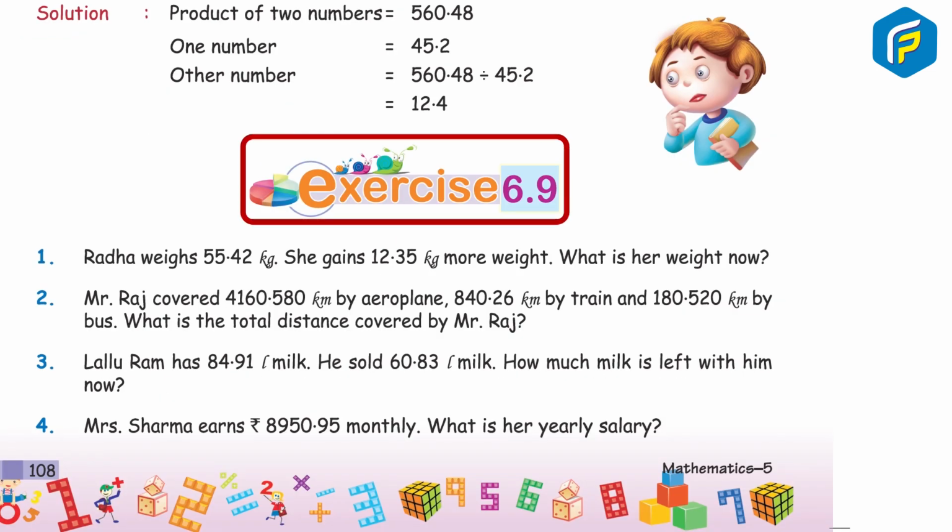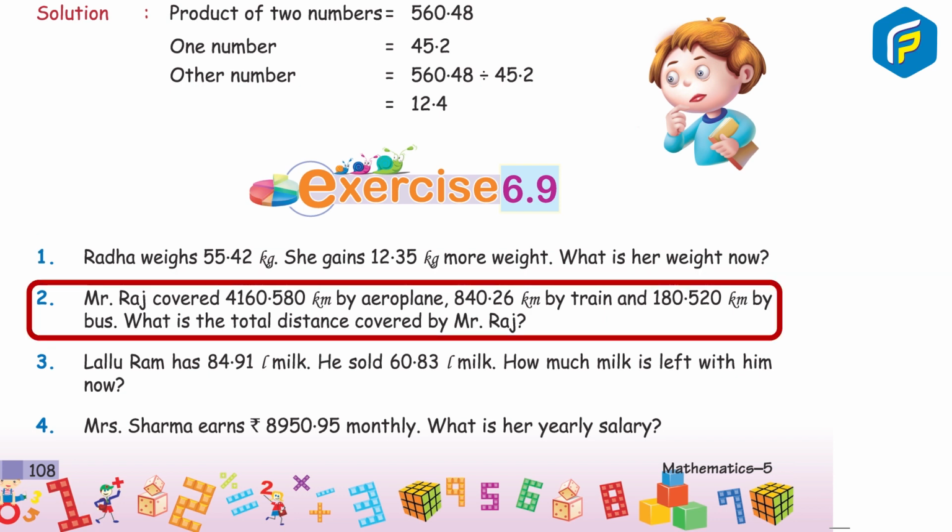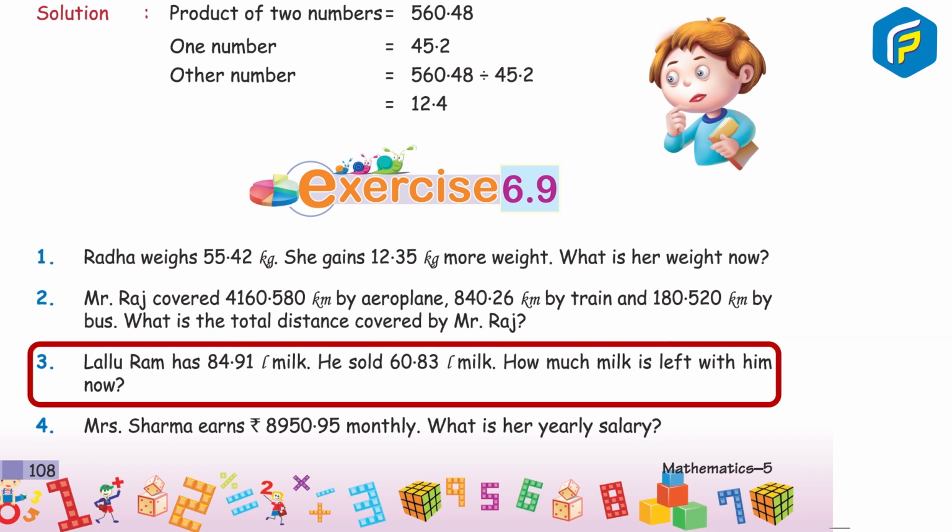Exercise 6.9. Question 1. Radha weighs 55.42 kg. She gains 12.35 kg more weight. What is her weight now? Question 2. Mr. Raj covered 4,160.580 km by aeroplane, 840.26 km by train and 180.520 km by bus. What is the total distance covered by Mr. Raj?